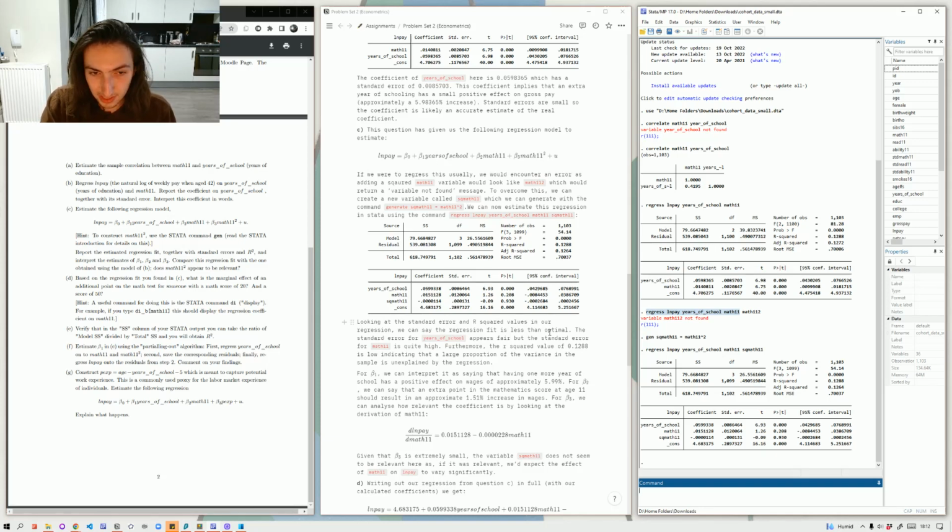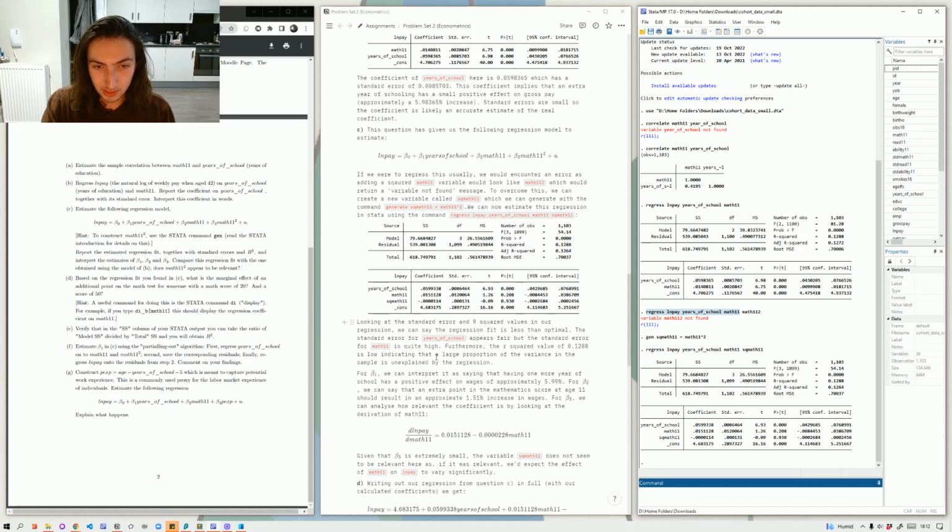The regression fit is less than optimal. The standard error for years of school appears fair, but the standard error for Math 11 is quite high. You want to talk about it as a proportion of the coefficient. The standard error for our last one would not be proportional to the coefficient, as you can see, it's quite small. But the standard error is quite high for Math 11 here, because it's quite close to the number. So that's sort of what I was going for.